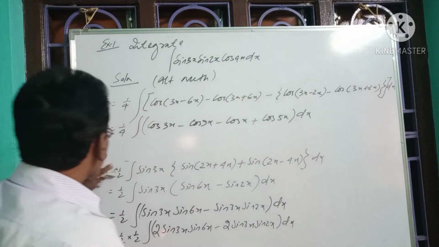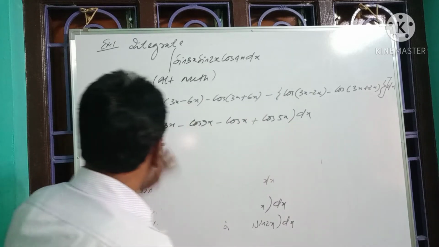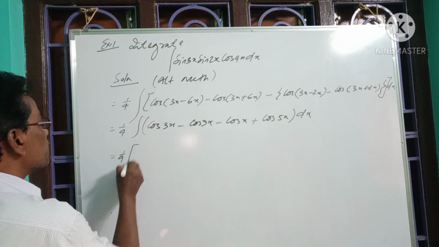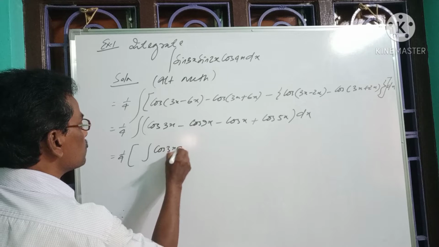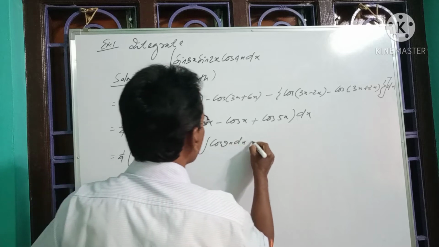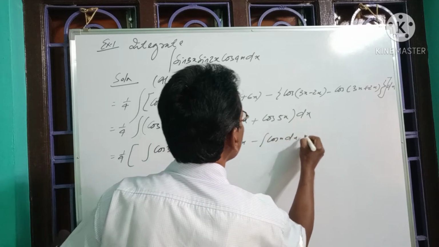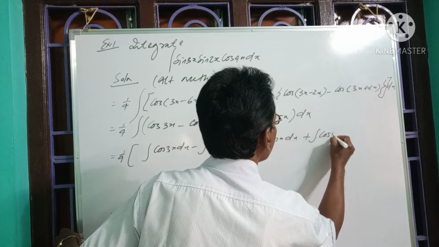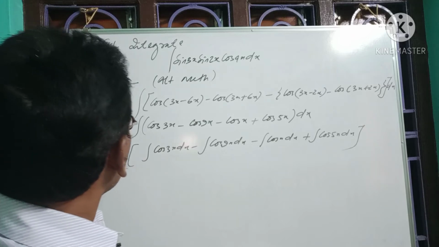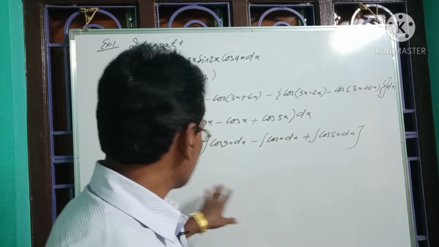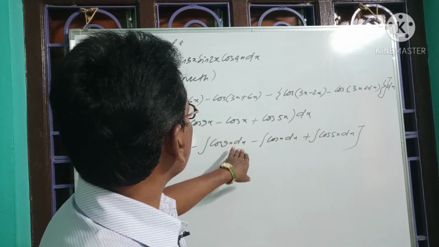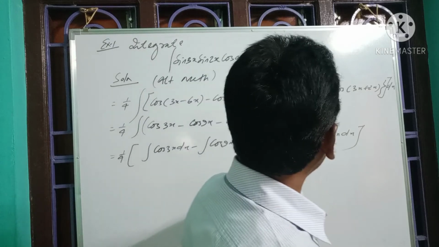So now using algebra of integrals, we can again transform the function in this way, that is 1 by 4 into integration of cos 3x with respect to x minus integration of cos 9x with respect to x minus integration of cos x with respect to x plus integration of cos 5x with respect to x. Now all the integrands are integrable. So now using algebra of integrals we have 1 by 4 whole into integration of cos 3x minus integration of cos 9x minus integration of cos x plus integration of cos 5x, each with respect to x.